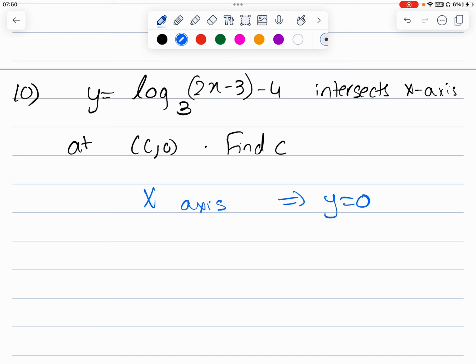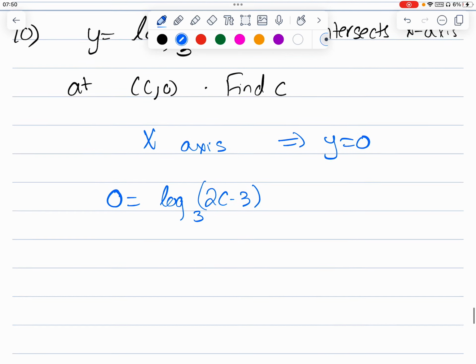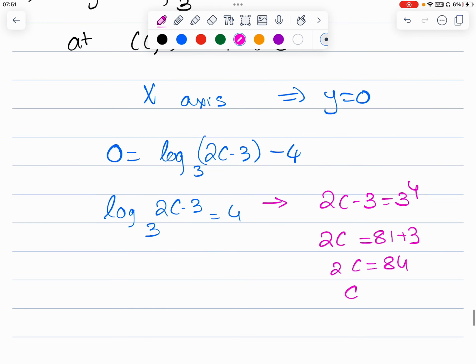So 0 equals log of (2c minus 3) to the base 3 minus 4, because x becomes c. So what does that become? Log of (2c minus 3) to the base 3 equals 4. What does that become now? 2c minus 3 equals 3 power 4. 2c equals 81 plus 3. So 2c equals 84. So c equals 42. That's going to be the answer.